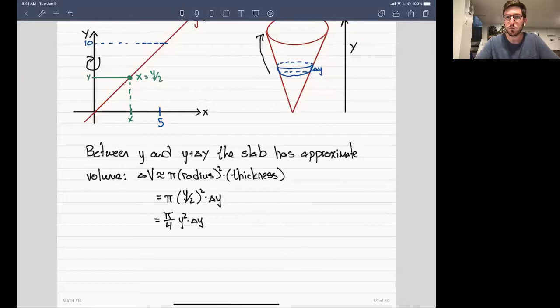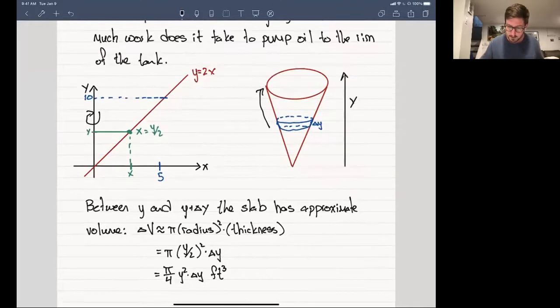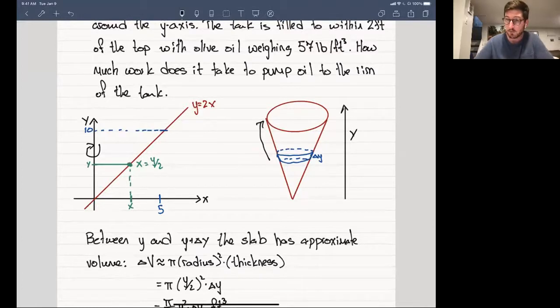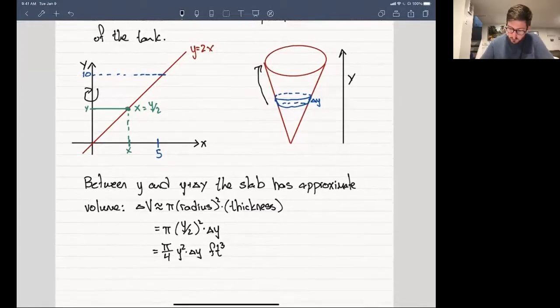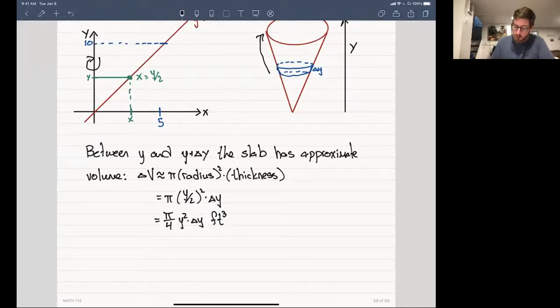And now we have to ask ourselves, what is the force required to move this thing? Or so what is the weight of this, is a better way of putting this. Just as a reminder, this is in feet cubed. So we already have a density for the olive oil. The density is given by 57 pounds per cubic foot. Now, each little slab has a volume of pi over 4 times y squared times delta y cubic feet. So if we multiply those two things together, if we follow the units, we're left with just pounds, which is the force.